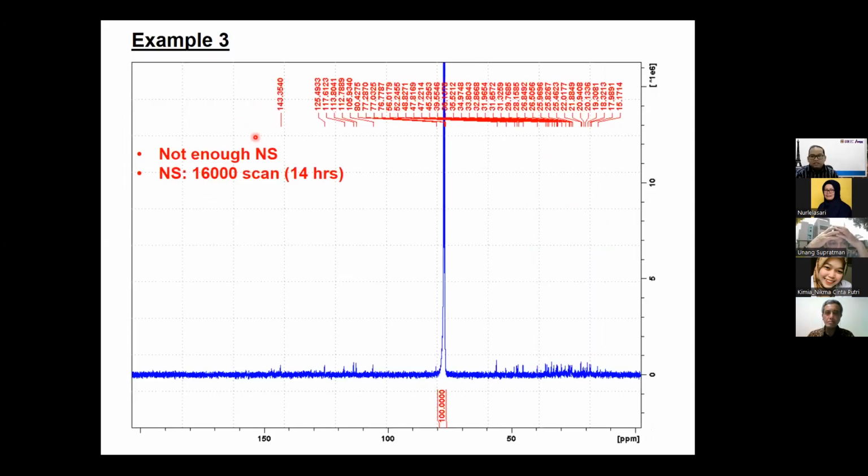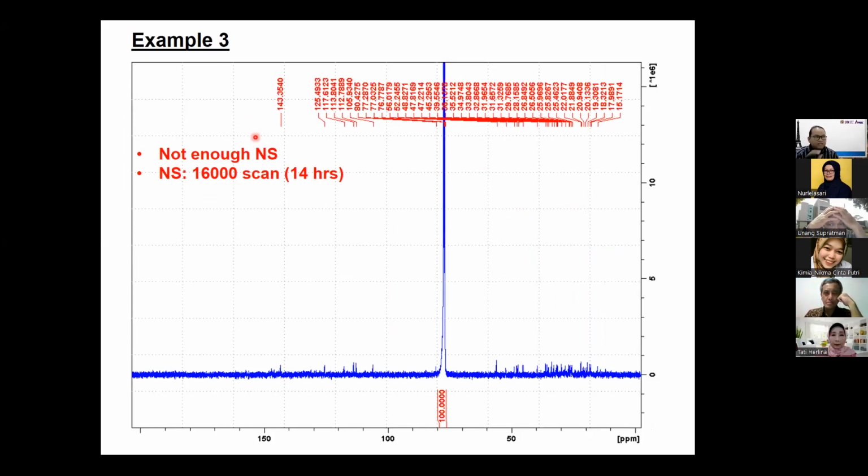Example number 3. This happens several times if the sample is a very minor quantity, which means the number of scans is not enough. So what you have is 14 hours. This experiment we ran for 14 hours. What we have to do is rerun the experiment, prolong it maybe to 24 hours, and after that we will see the difference.